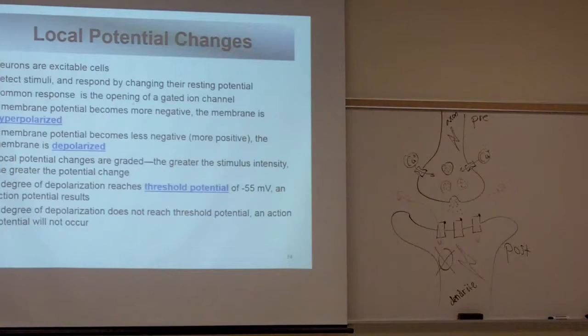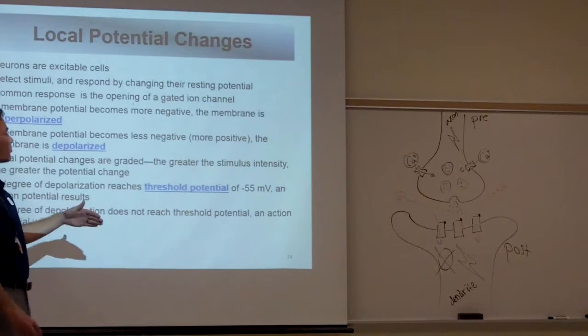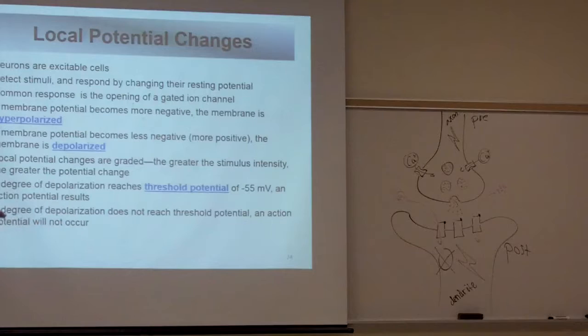Exactly. Okay, more definitions. If a cell becomes more negative, it becomes hyperpolarized. If a cell becomes more positive inside, we're talking about the voltage inside the neuron. If it goes down to negative 80, negative 90, negative 100, we call that hyperpolarized, meaning more negative. If the charge inside the neuron starts to rise up to negative 60, negative 50, up into the positives, we say that's a depolarization.